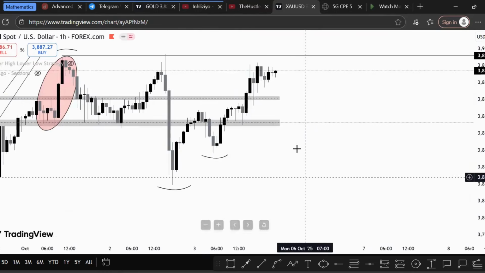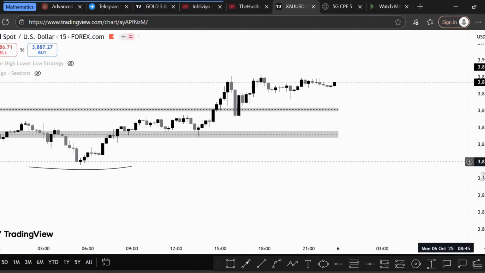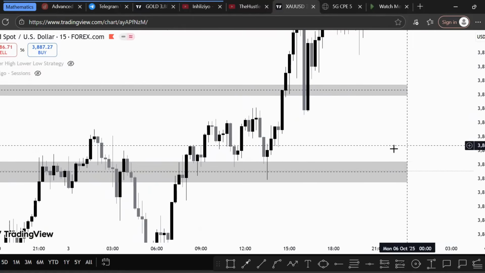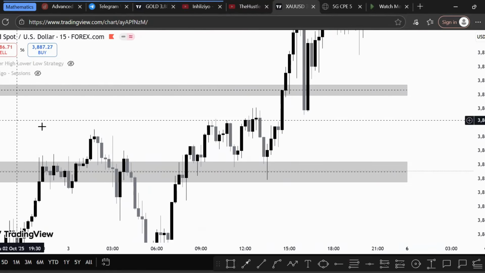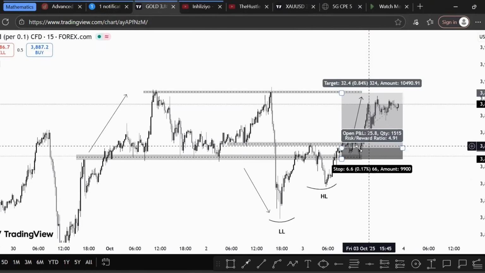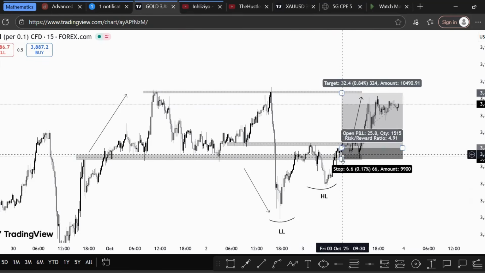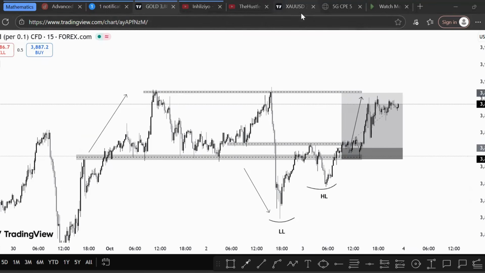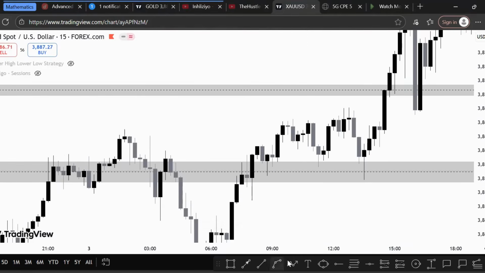Okay, so let's look at this now. Let's go to 15 minutes. Our entry actually came off as you can see here. Let me show you. Our entry came off here, right? I wanted to see a break above this, come and retest, and then shoot up, right? So as you can see, the market did exactly that, right?